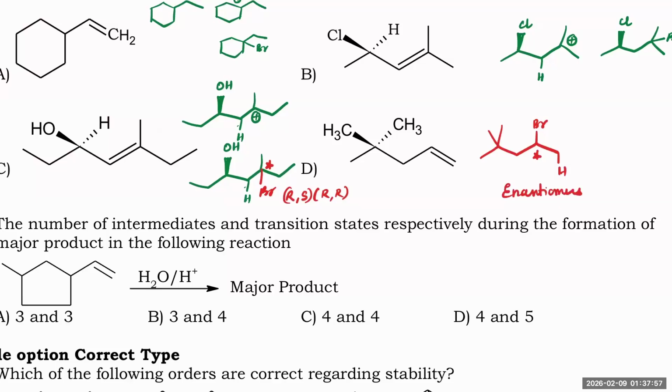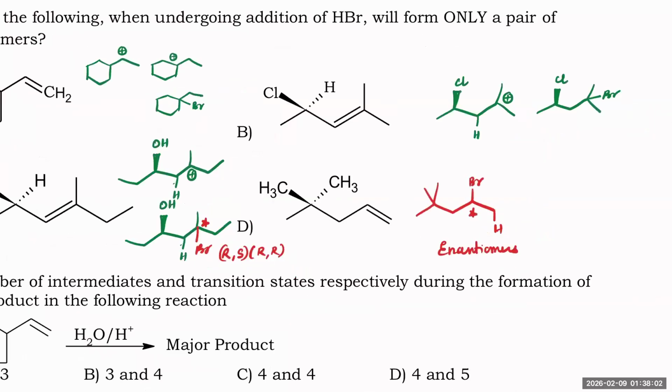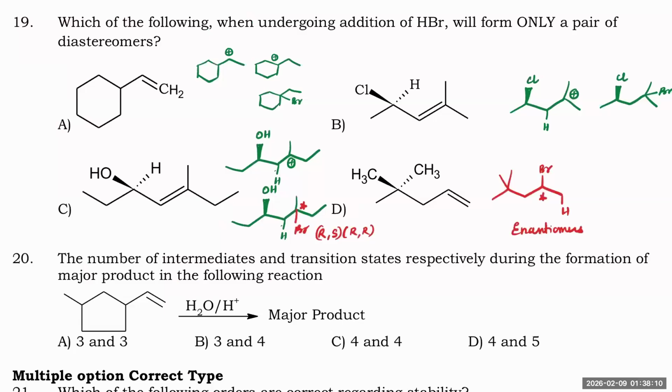Okay. In the first case, you have got only one product. Second case, you got only one product. Third case, you have got a pair of diastereomers. And fourth case, you got enantiomers. Please do check. If any doubt is there, you can ask.